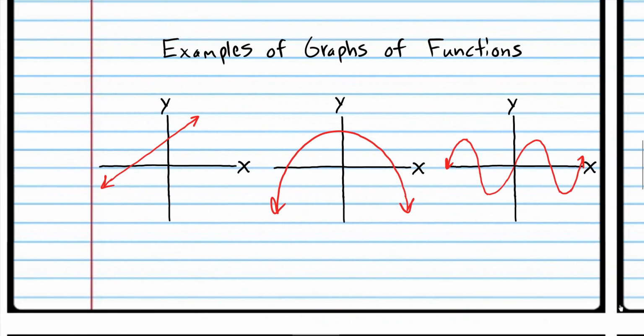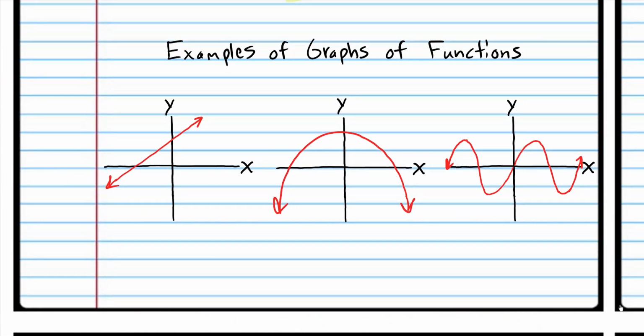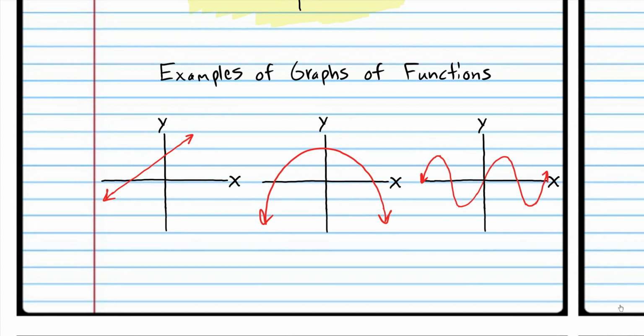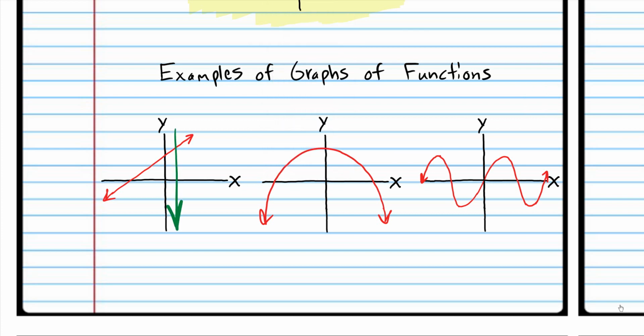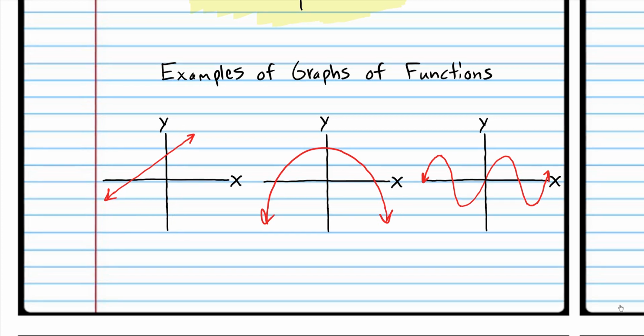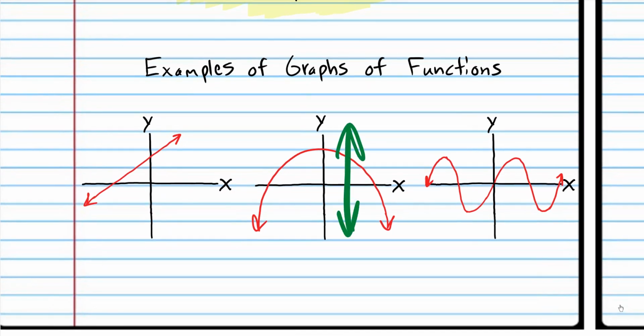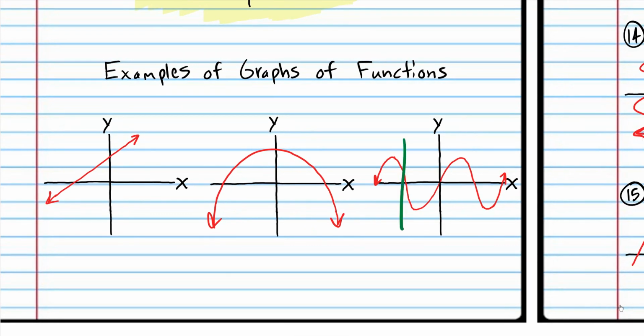Well, the way that we determine which graph can represent a function is by using what we call the vertical line test. These are functions because if we draw a vertical line, the line only touches the graph, the red graph, it only touches once. So for example here, the green vertical lines are only touching the red graph one time. So these are examples of functions. Same thing here.